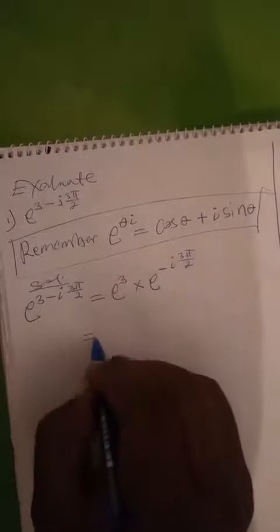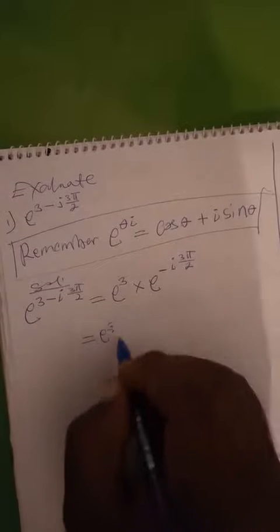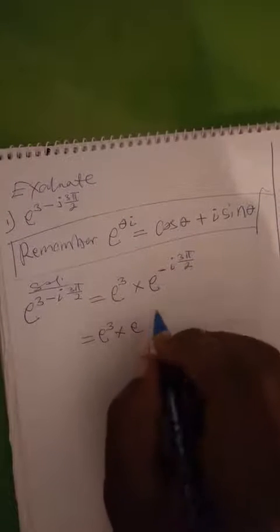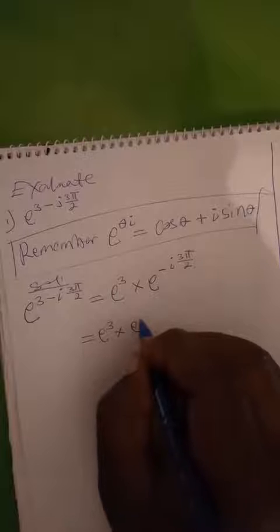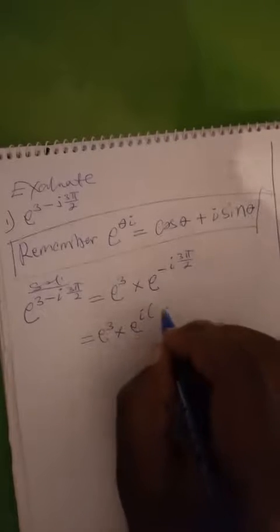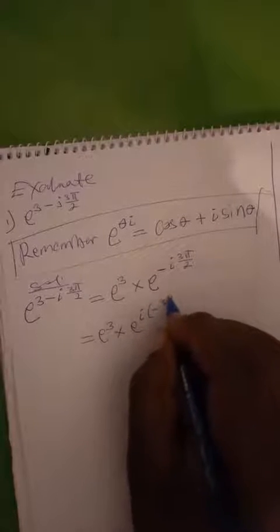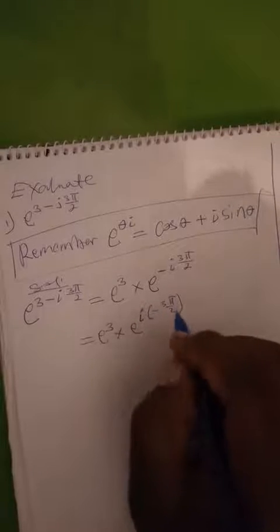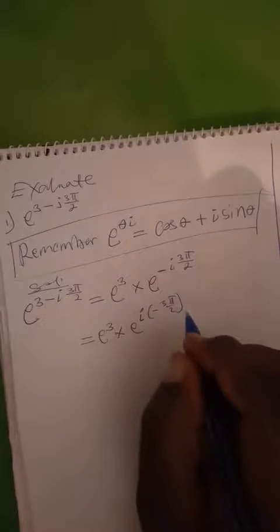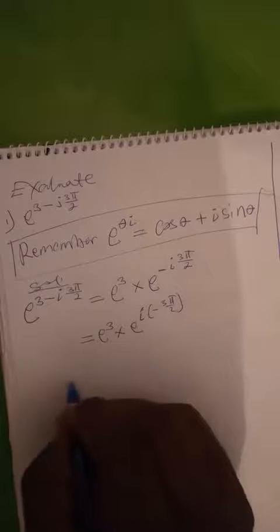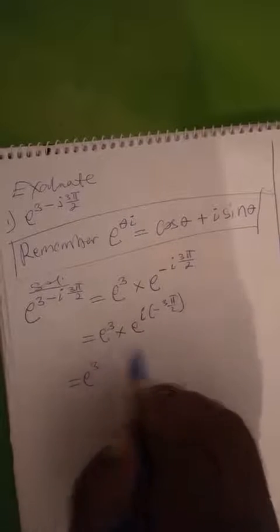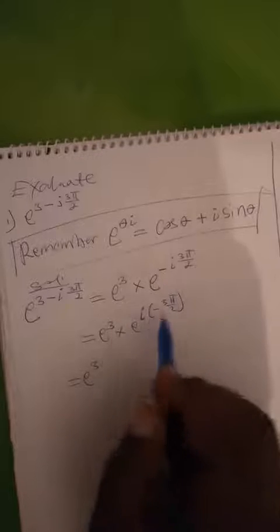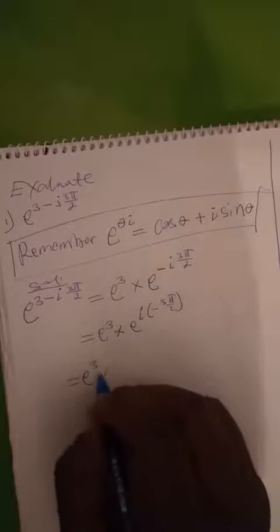So this is going to be e raised to power 3 times e raised to power i bracket minus 3 pi over 2. You can see clearly now that my theta in this case is minus 3 pi over 2. So I can now replace it. So this becomes e raised to power 3. Applying the identity here on this one, I'm going to have times.